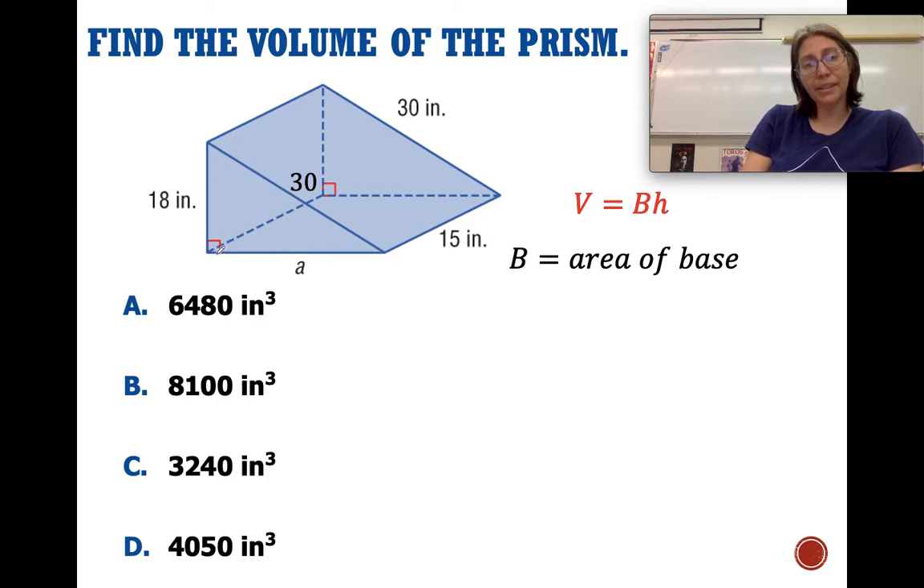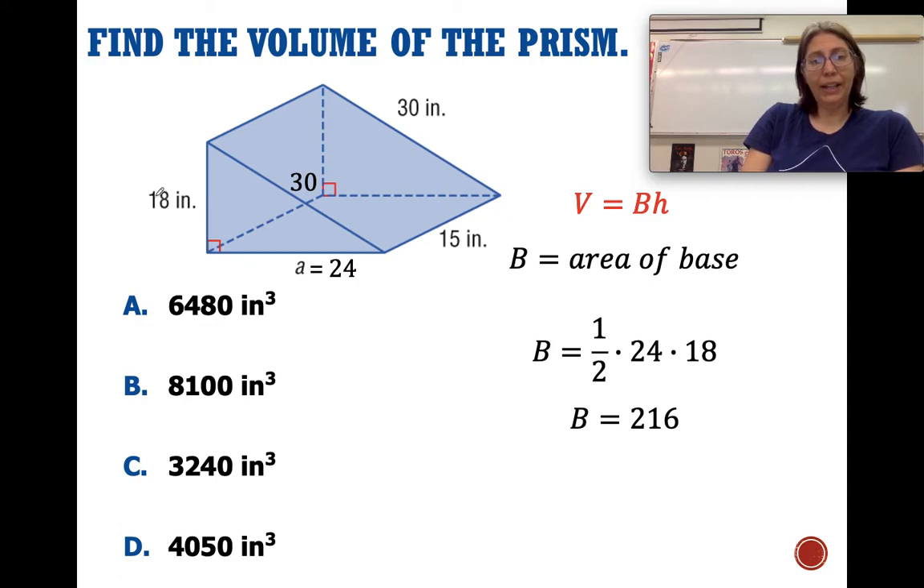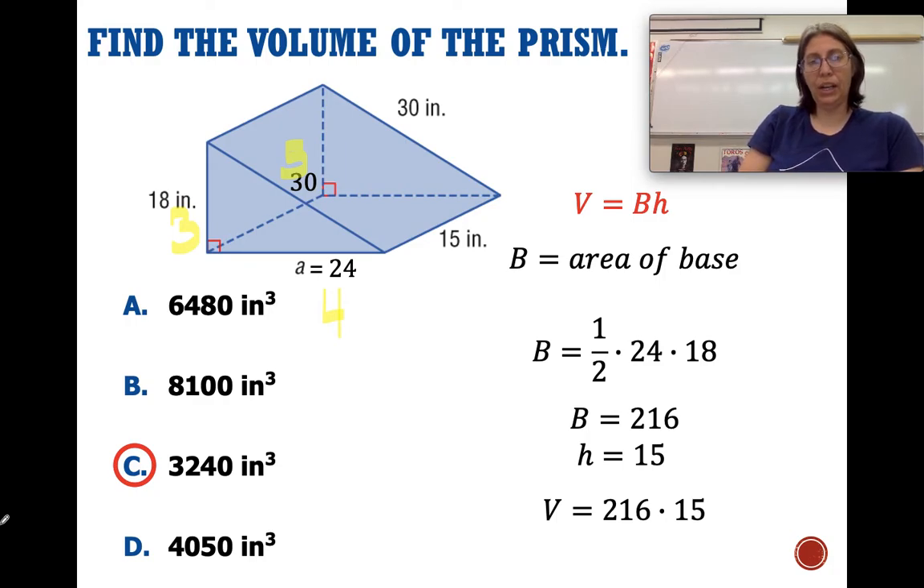So how are we going to find the base? Anybody know? Well, 1/2 the base times the height, we're going to get 24 here. How did I get that? I divided this by 6 and got 3. I divided this by 6 and got 5. So by a Pythagorean triple, this would be 4. 4 times 6 is 24. Or you can use the Pythagorean theorem. I used a Pythagorean triple. So 1/2 the base, 24, times the height, 18, is 216. When we stand this thing up, its height is 15. So the volume is 216 times 15, which is C, 3240 inches cubed.